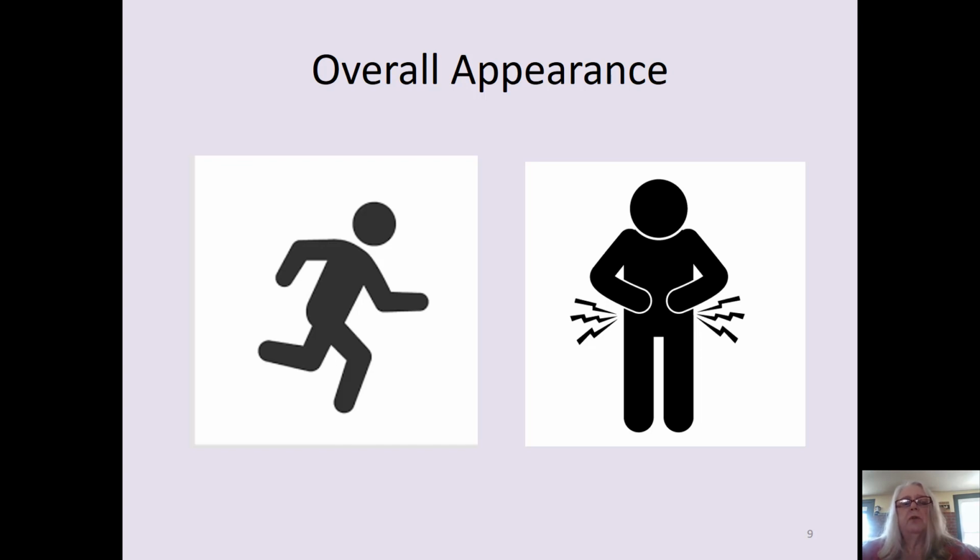Now, whenever you do a focused assessment, you also need to do your full head-to-toe assessment. So the focused assessment might come first because that is what the patient is really complaining of, but you need to include everything, all aspects of the head-to-toe assessment with a focused assessment when you're working with a patient.